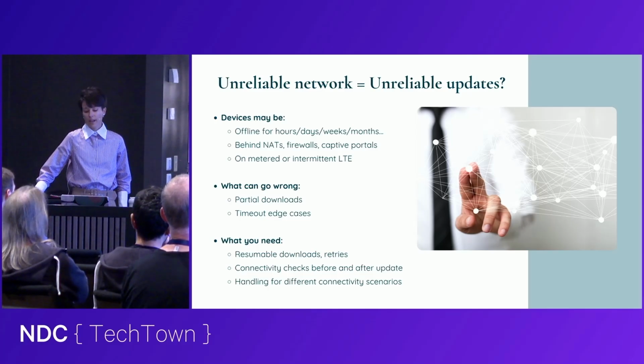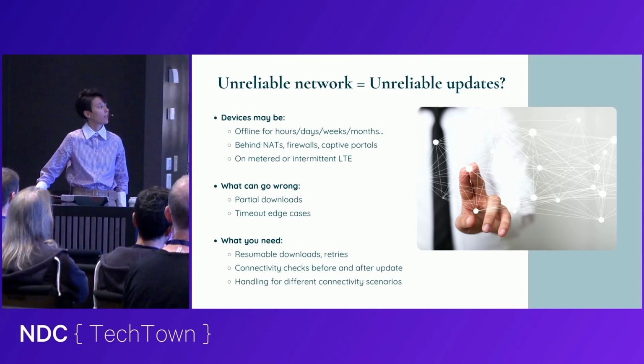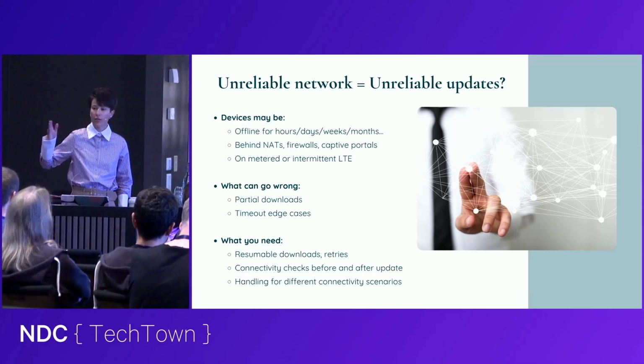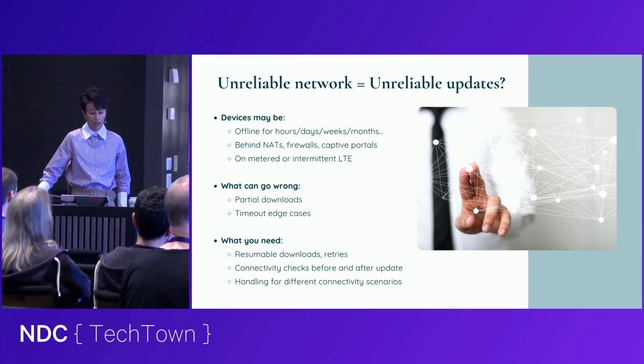So what can go wrong in this case? Partial downloads, timeout edge cases, or for example, a device having multiple updates lined up because it has not checked in with the server for a long time. And then how does the device choose which update to install? If it has version 3 waiting, but there are also version 5 and version 6 which came in during that time, does the device jump straight to the latest version, or does it install versions one after the other? That's also one of the considerations that you need to make.